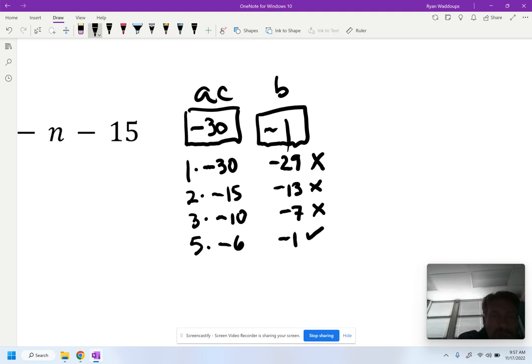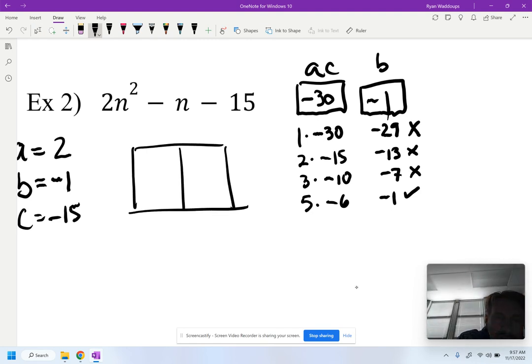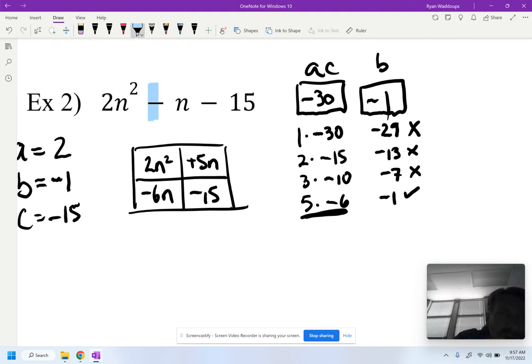Those are our numbers. So we go over here and we set up either the box or grouping, and say this is 2n squared minus 15 plus 5n and minus 6n. Using the 2 numbers here, make sure that you put the variable n with those numbers when you do that in the box. Because by so doing, you are putting in the equivalent of that middle term. Minus n, or minus 1n, is the same as minus 6n plus 5n. That's minus 1n, or minus n.